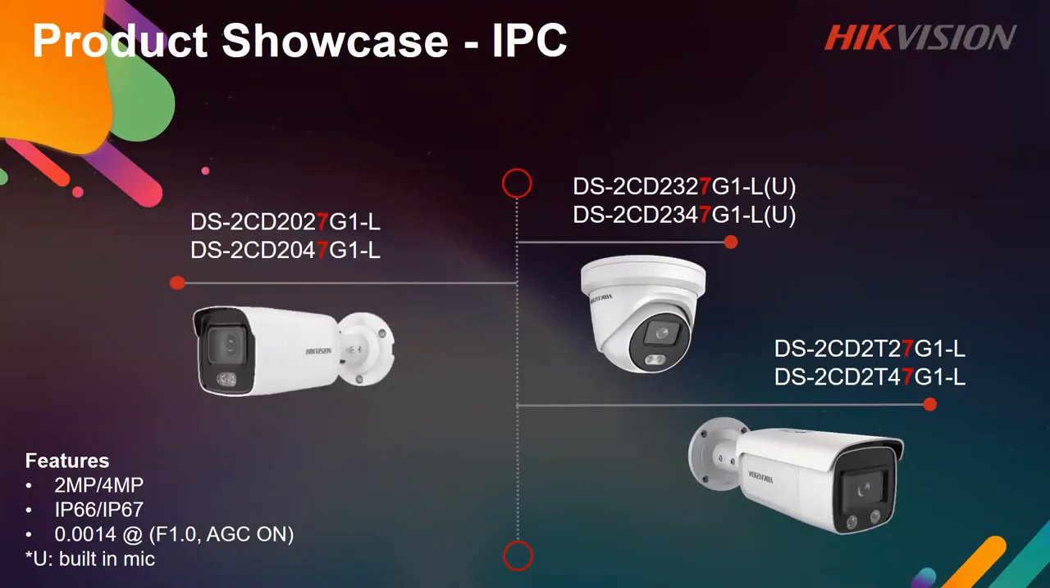So here's an overview of the product range itself. G1 basically means the first generation, and the number 7 refers to ColorVu technology. The U in brackets here means we offer our ColorVu cameras with a built-in microphone if required. In terms of resolution, 2 megapixel and 4 megapixel, externally rated, with low lux levels of 0.0014, and again, you can get models with a built-in microphone as well.